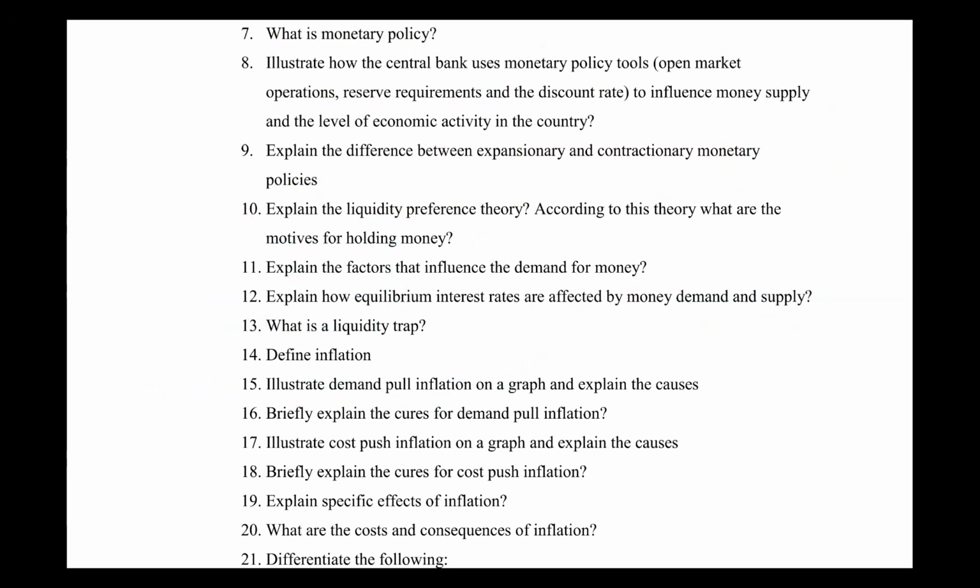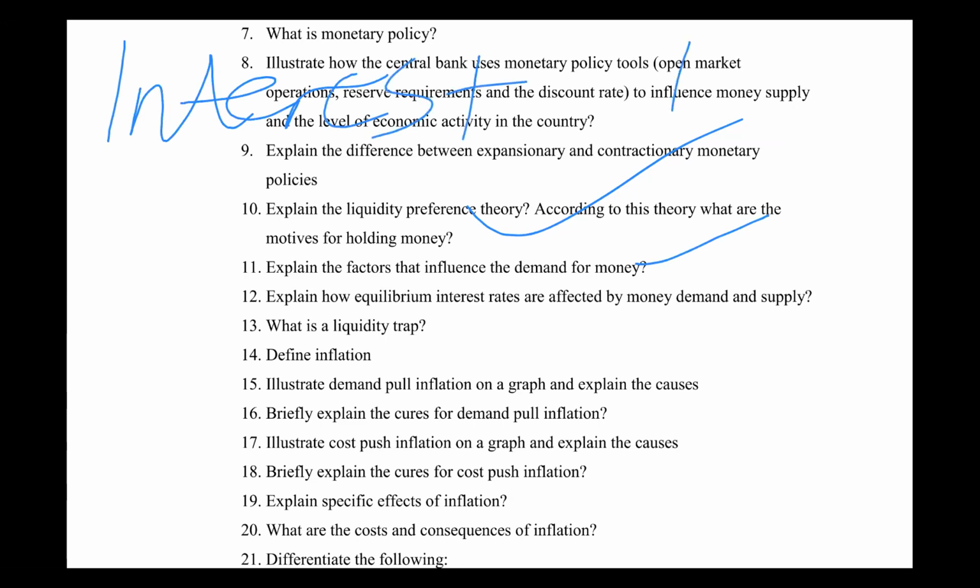Now that we know the different motives why people hoard money, according to John Maynard Keynes, explain the factors that influence the demand for money. So the following are the factors that influence the demand for money. Number one, there is interest and income. Let me start from that side. According to John Maynard Keynes, there is a positive relationship between money hoarding demand and income.